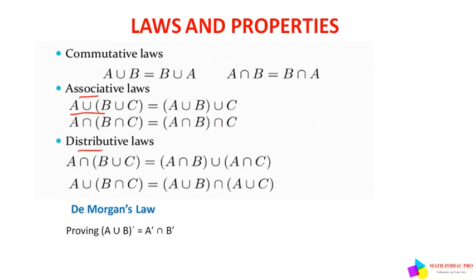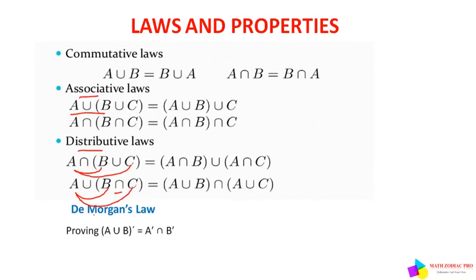And next one, distributive law. A intersection (B union C) equal to (A intersection B) union (A intersection C). That is A intersection B union A intersection C. Next one, A union (B intersection C) equal to (A union B) intersection (A union C). That is A union B intersection A union C.